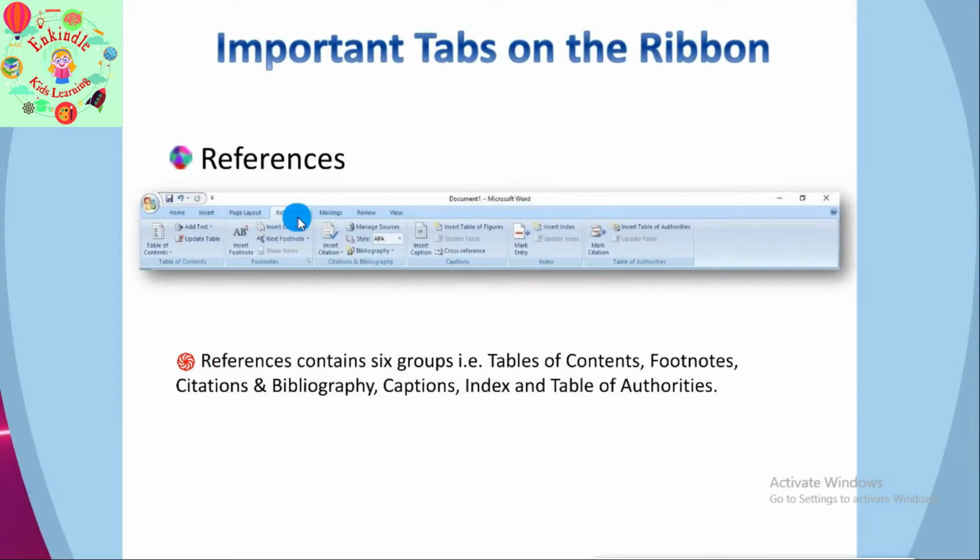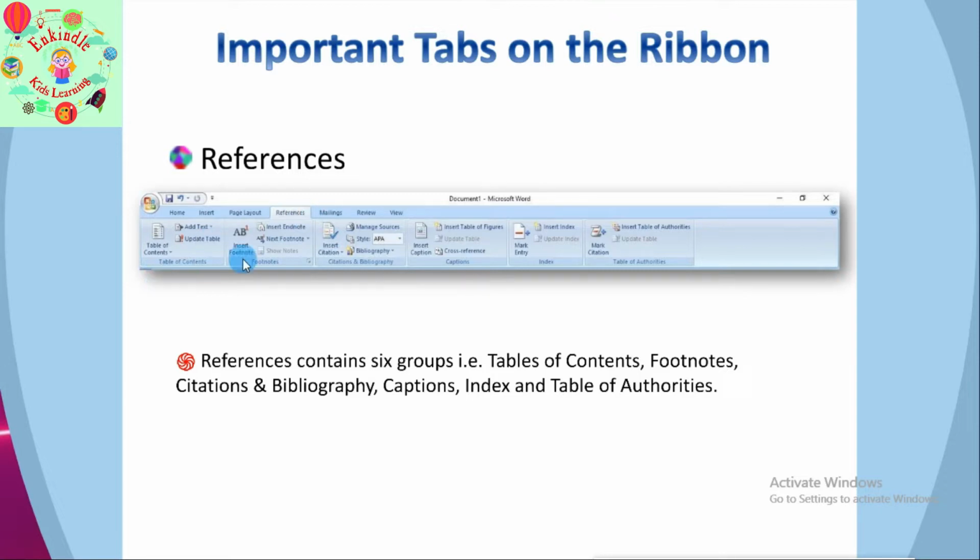The next tab is References. It is the fourth tab in the ribbon. It allows you to enter document sources, citations, bibliography commands, etc. It also offers commands to create a table of contents, an index, and table of authorities. The References tab has 6 groups of related commands.